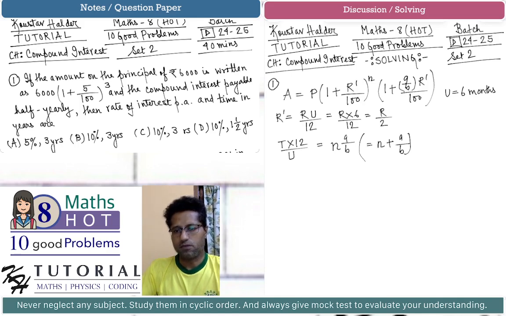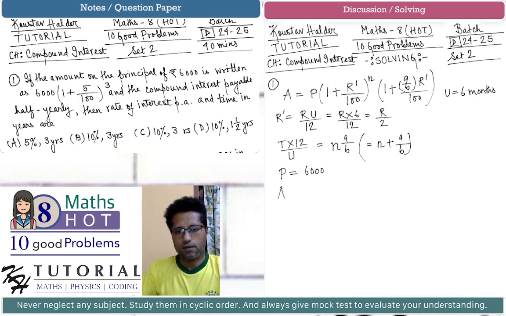If we express the value of t multiplied by 12 divided by b divided by u as a mixed fraction, and if that mixed fraction is small n and a by b, then this small n and a by b is used in the formula. Now we do not know, so we have to find the small n and the fraction a by b to get t, and also we have to find the r.